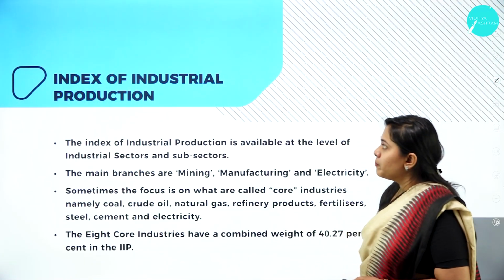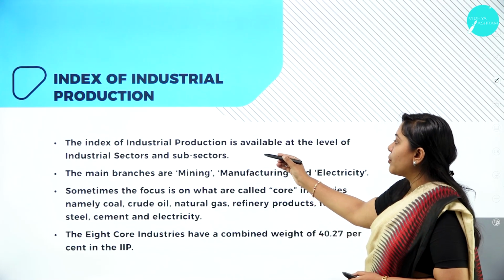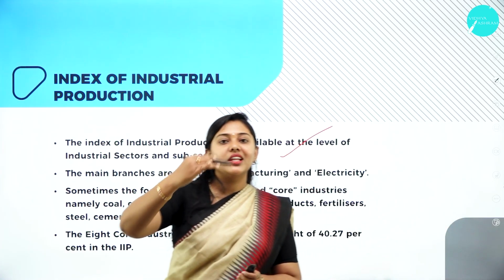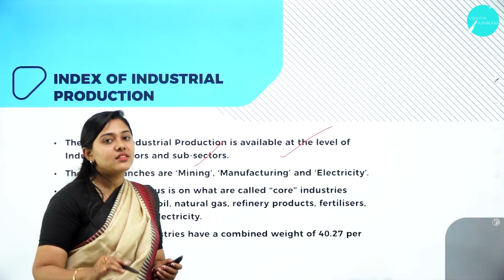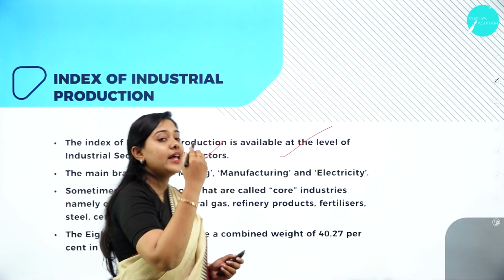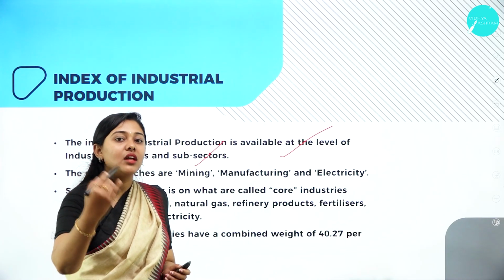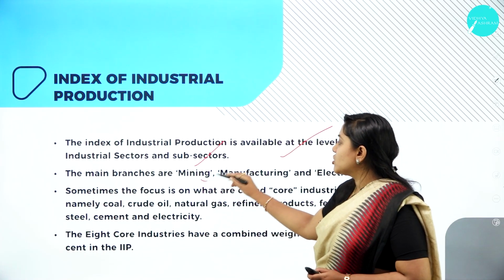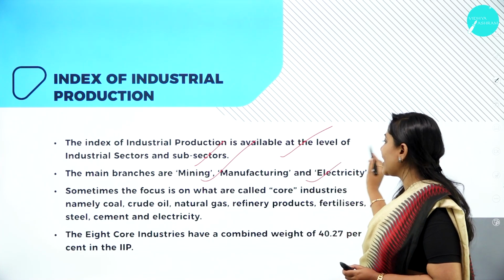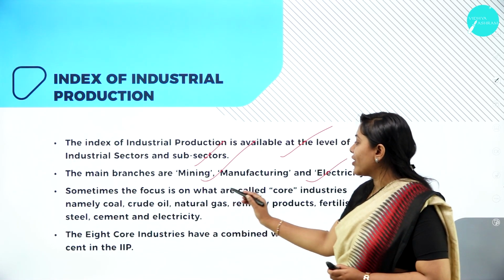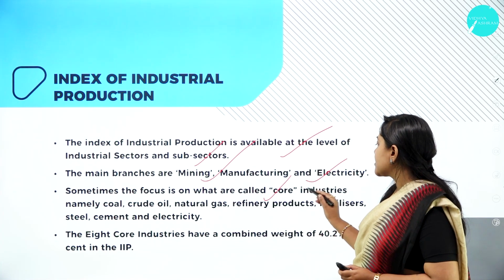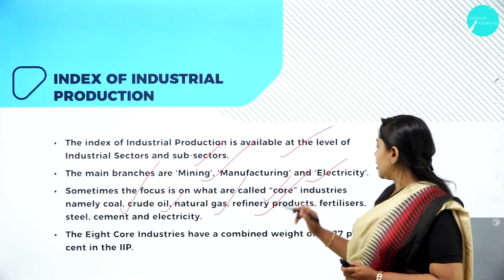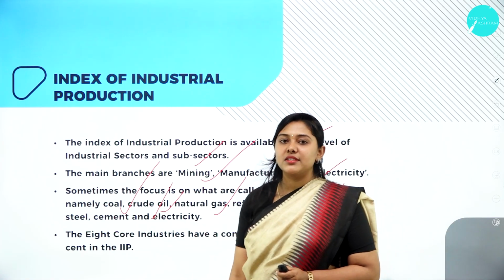So moving forward, the index of industrial production is available at the level of industrial sector and the subsector. They will compare industrial sectors and subsectors, what their performance is, how the performance is going on. So that will be measured. The main branches are mining, manufacturing and electricity. Sometimes the focus is on what are called core industries, namely coal, crude oil, natural gas, refinery products, fertilizers, steel, cement and electricity.